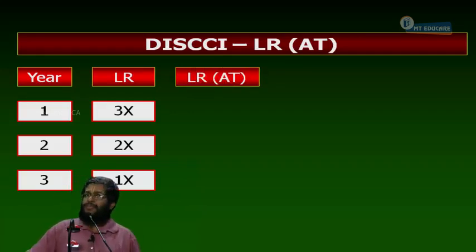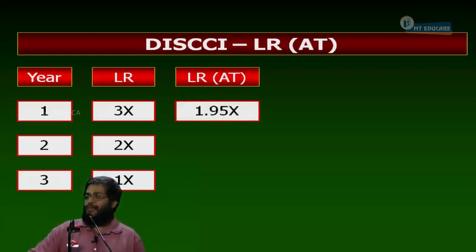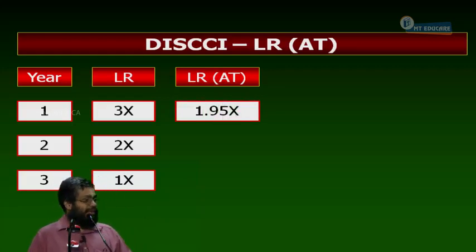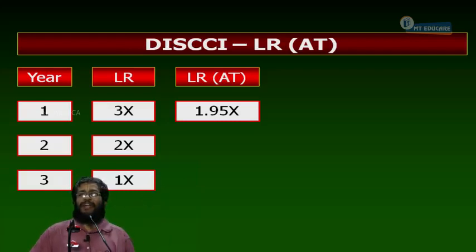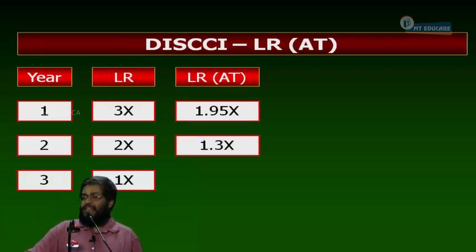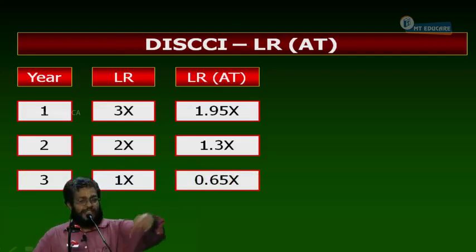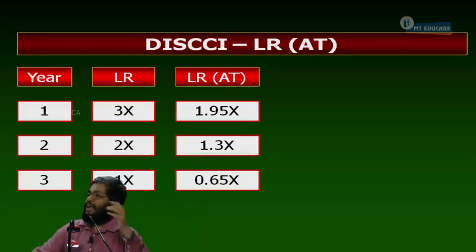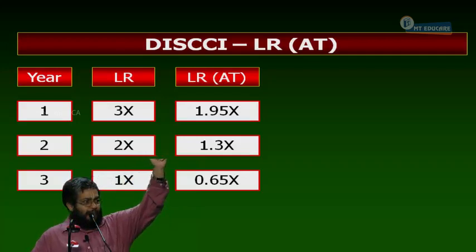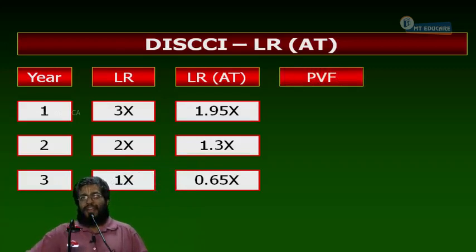Please take the calculator. 3x into 0.65. I want 3 into 0.65. Tell me what is the number here? 1.95x. I want everybody to calculate by yourself and write. It is 1.95x. 2x into 0.65 gives you what? 1.3x. X into 0.65 gives you 0.65x. Very simple. Third year, when you give me x rupees lease rental, government takes what? 0.35x. What stays in my hand is only 0.65x to recover my amount as well as earn my target return. Yes or no?